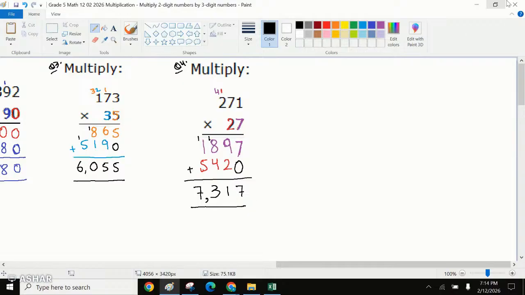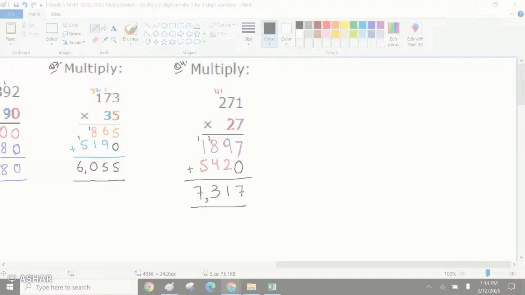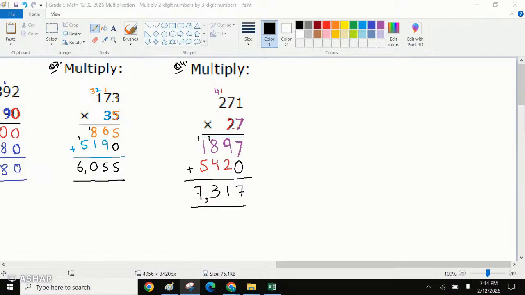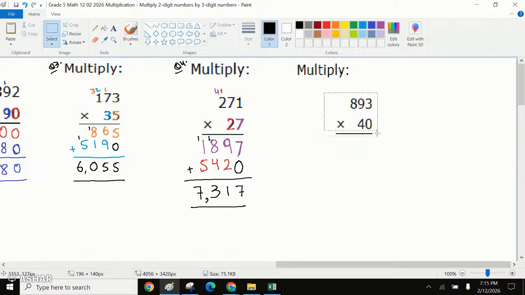Let's have a look at the next question. For the next question, we will do the regular multiplication even if the number ends with a 0, because we are trying to remember how two and three digit number multiplication is done. The question says multiply 893 by 40. Question number 5.